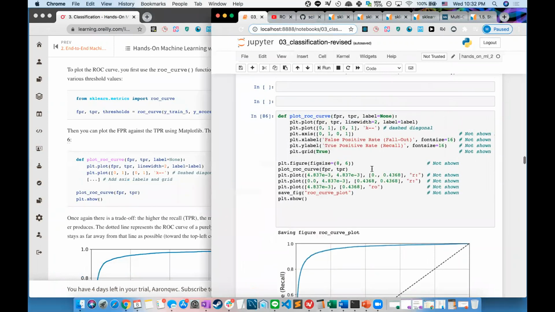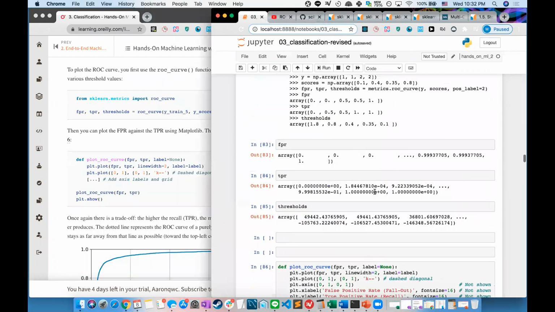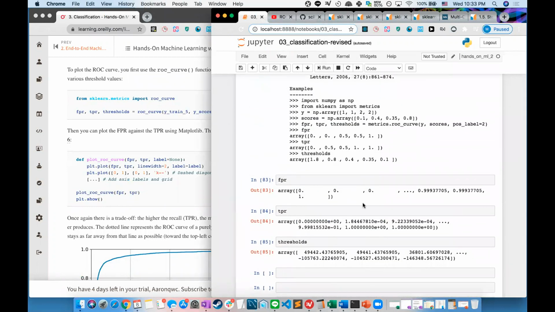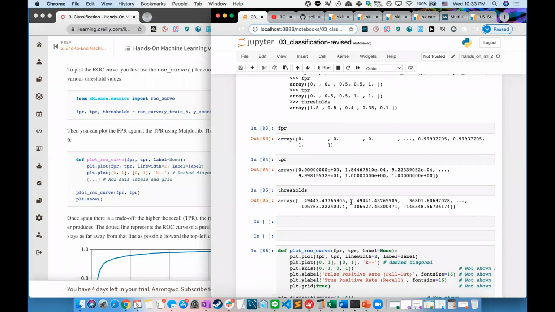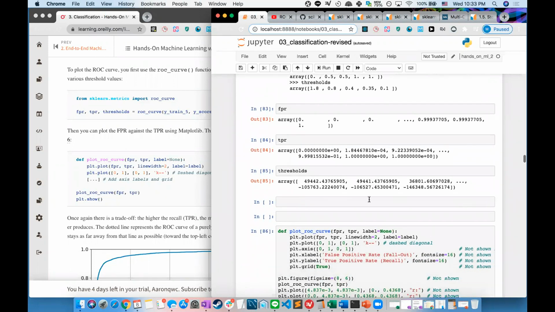Cool. Okay. So this is how the FPR and TPR look. FPR and TPR should range between 0 and 1, and the thresholds are just everywhere.